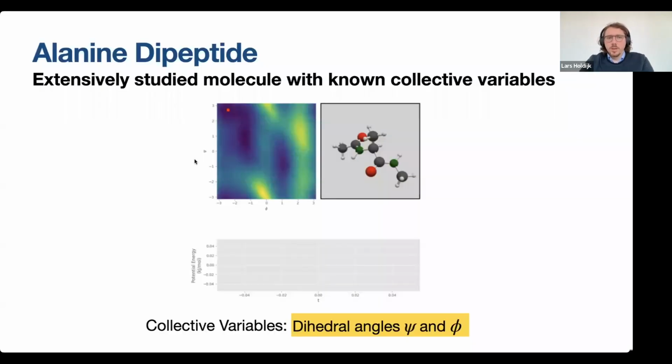So first of all, we looked at Alanine Dipeptide. Just a quick recap: this is the molecule that we showed at the beginning. It has two possible states that we're interested in. I see there's a question.